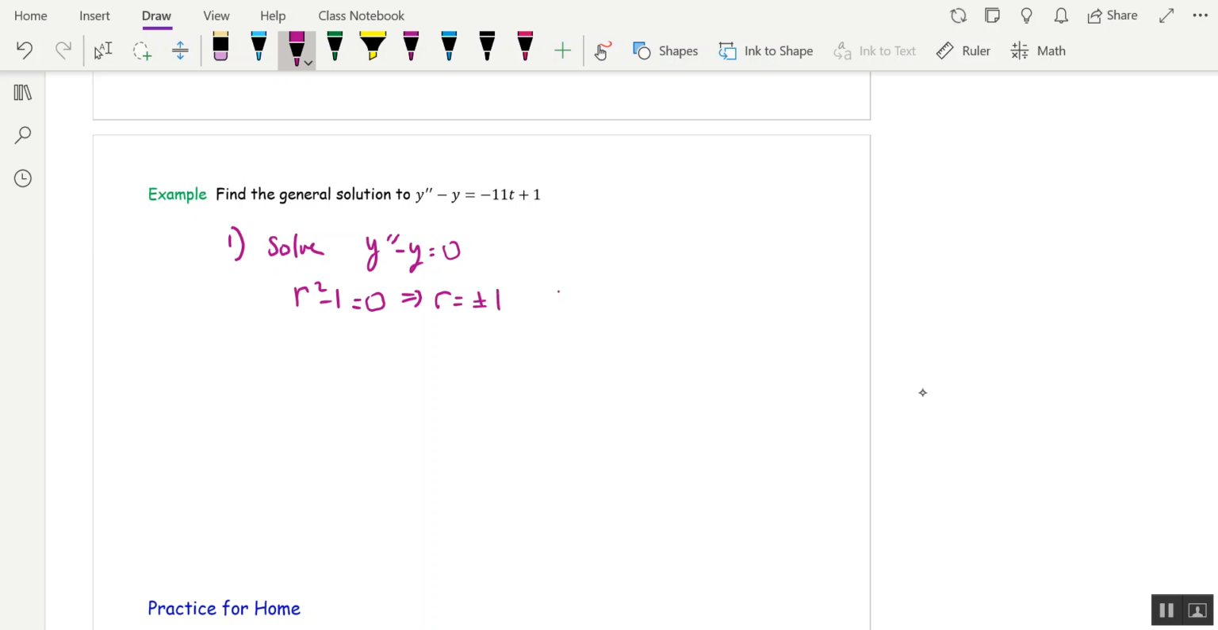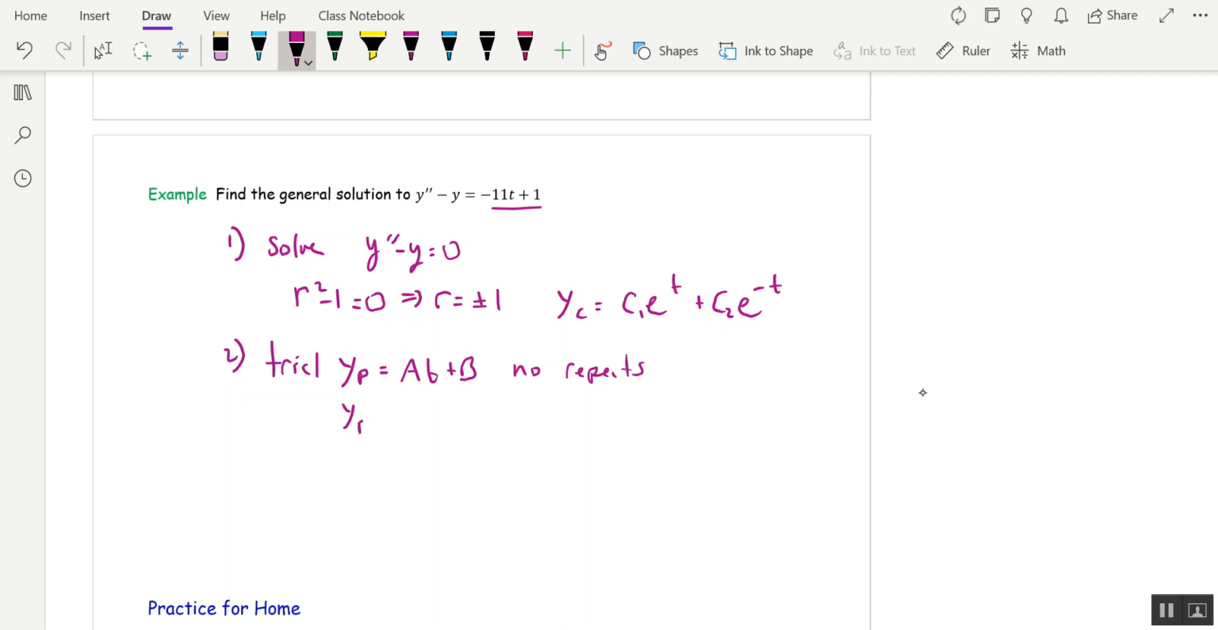So my yc is c1 e to the t plus c2 e to the negative t. Step 2, my trial yp is, okay, this is a linear polynomial, so I want a generic linear polynomial, AT plus B. There are no repeats. So I can go ahead and find YP prime, which is A, and YP double prime, which is 0.